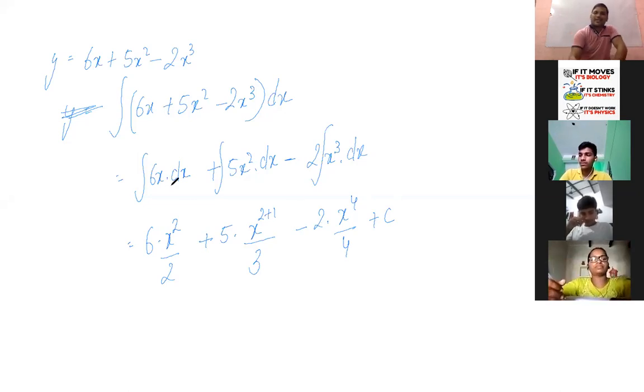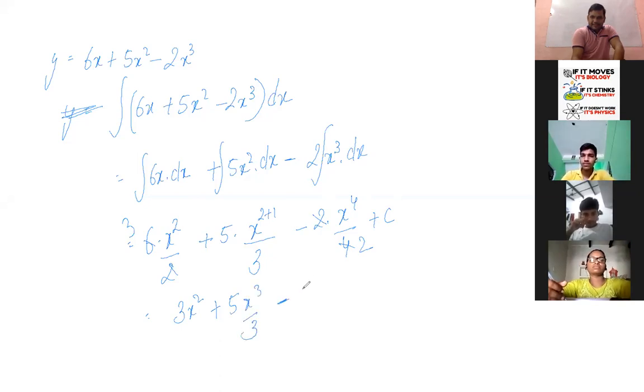You can just cancel out, and this will be 3x squared plus 5 upon 3 x cubed minus 1 by 2 x to the power 4 plus c. Done? Understood?